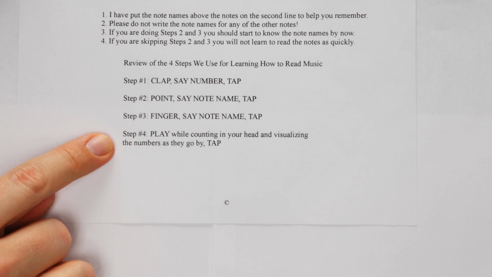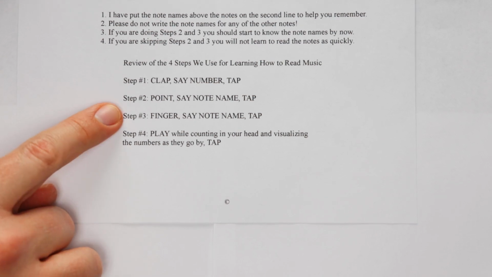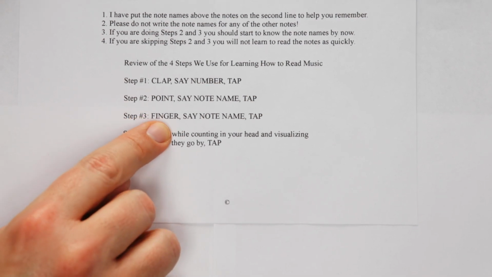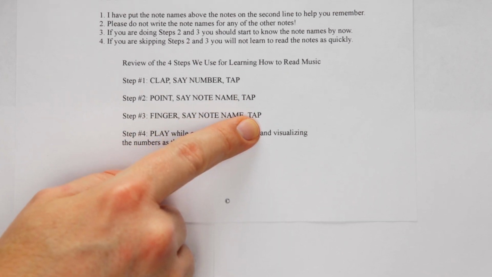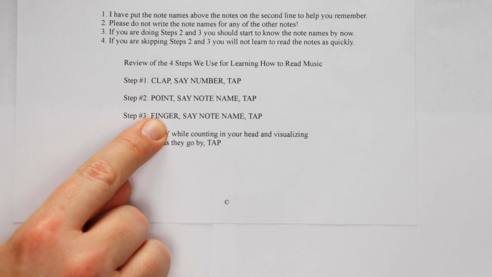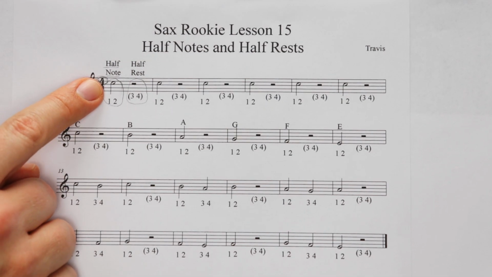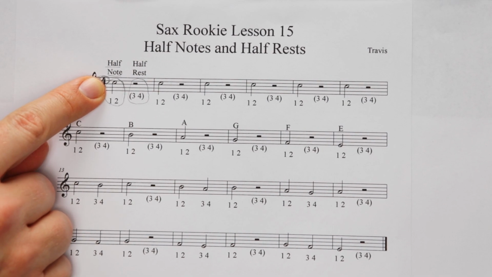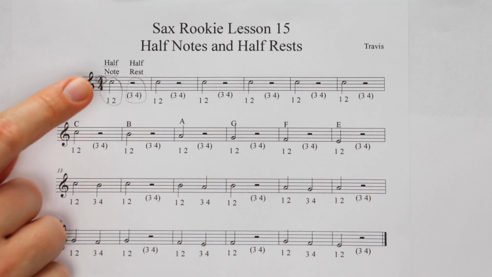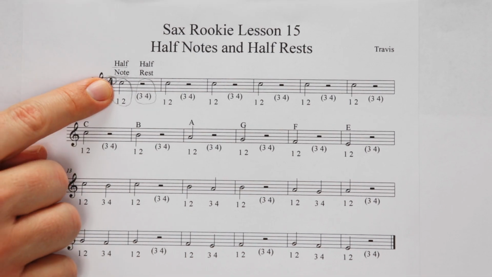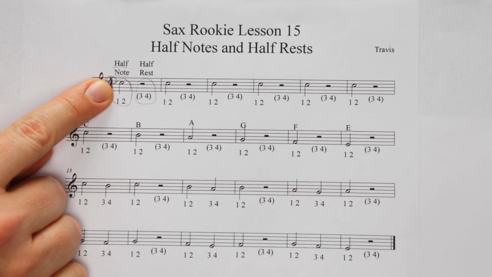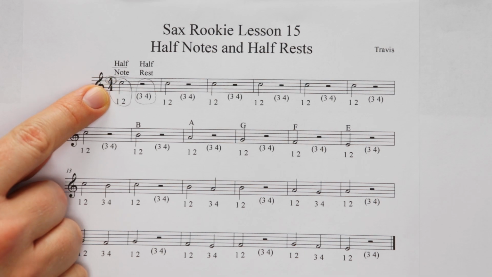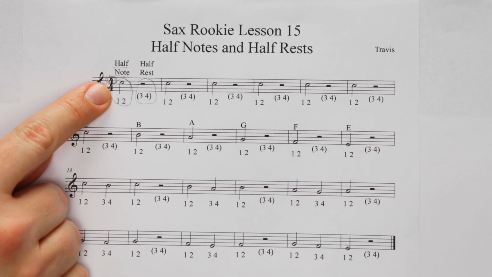Now, step number 3. We're going to finger the note, and then we're going to say the note name, and we're going to tap our foot on the beat, okay? So finger the C on your saxophone. Right here is C. You should remember how to finger C on your saxophone from the previous lessons. So go ahead and put down your second finger on your left hand. All right, so we're going to finger the C on our saxophone and we're going to name it out loud. Ready? And 1, 2, ready, and go.